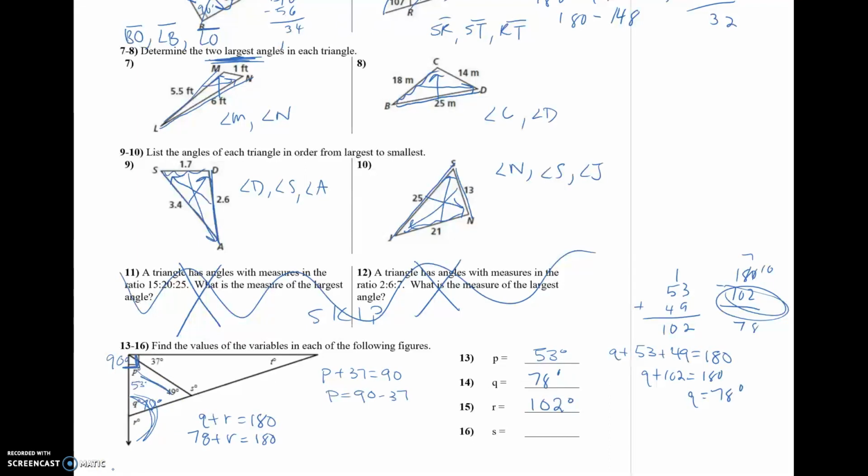All right, to find S, I've got another linear pair. So S plus 49 has to equal 180. So S equals 180 minus 49. So 180 minus 50 is 130. If I subtract 1 less than 50, I should have 131 left. And if we wanted to find T, we could add those three and they should add to 180. All right, that's the front page. There'll be another video for the next page.